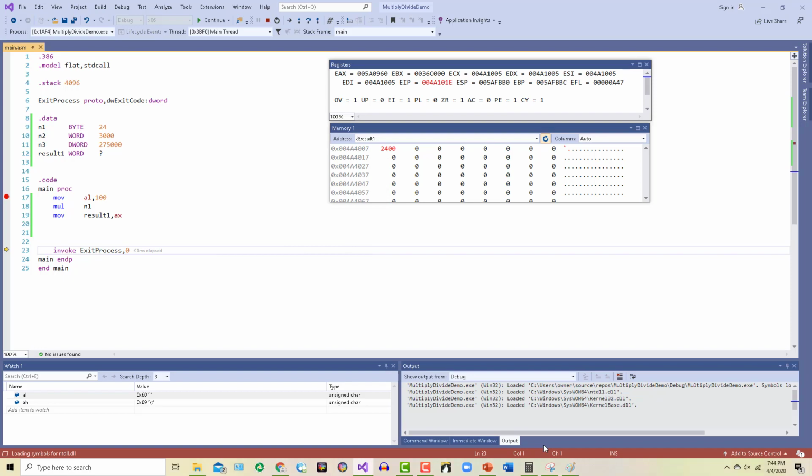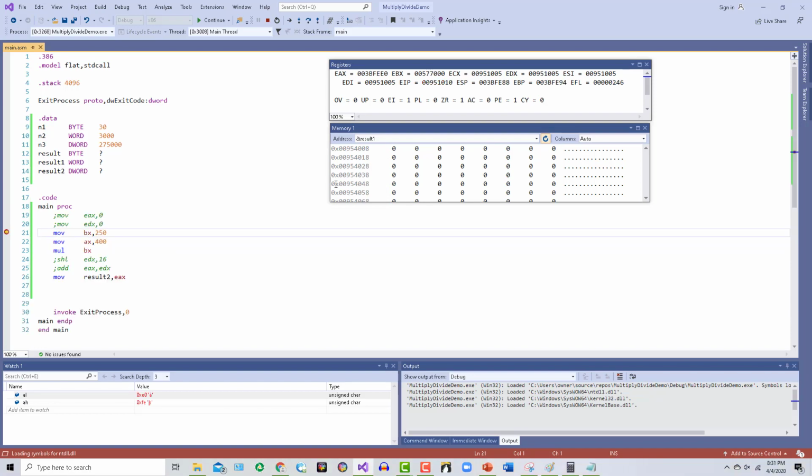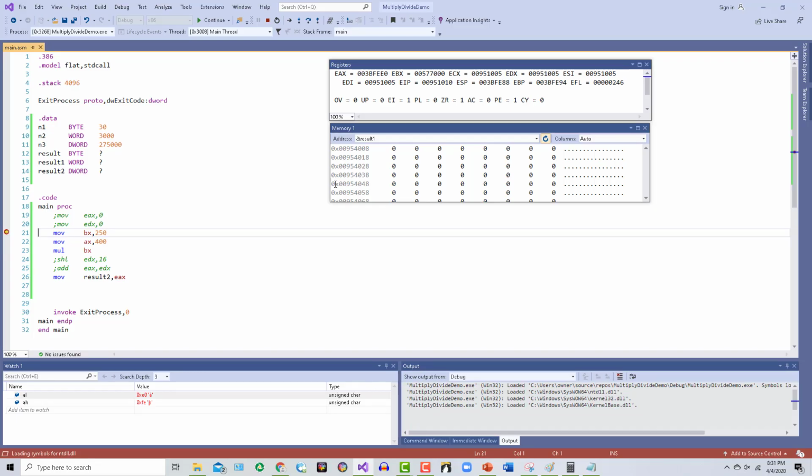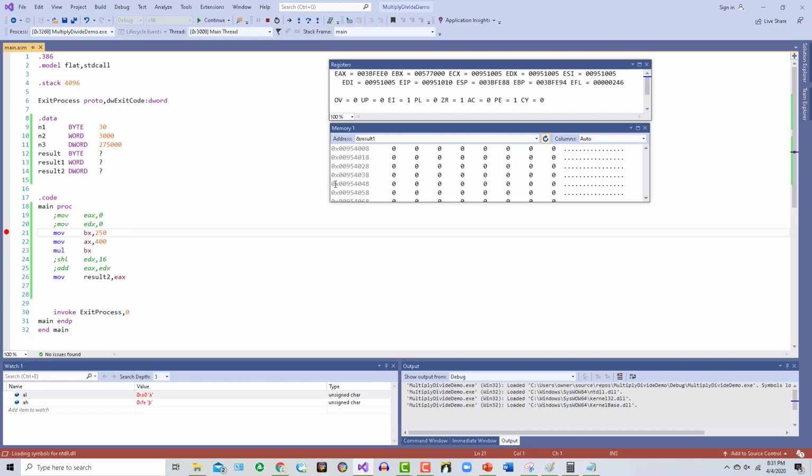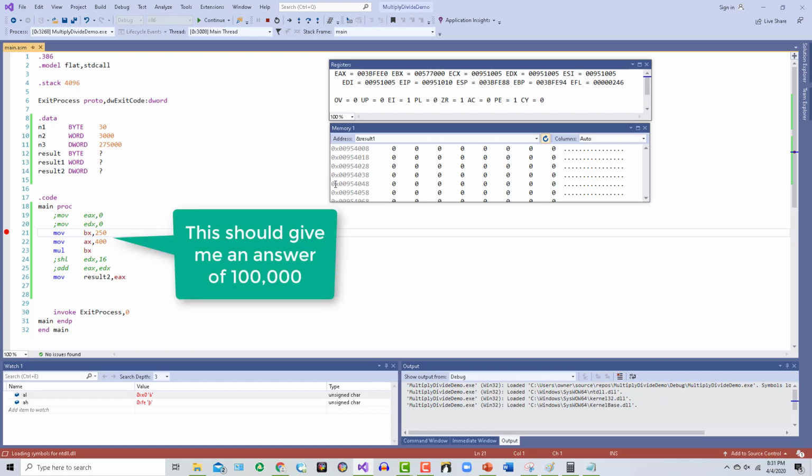Now let's take a look at 16-bit unsigned multiplication. I've commented out these lines just to illustrate what can happen if you don't have these in your program. We'll put them back in here in just a minute. I'm multiplying 750 times 400. I know I'm in at least 16-bit territory now because these numbers are too large for a byte.